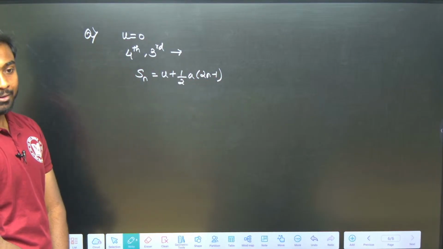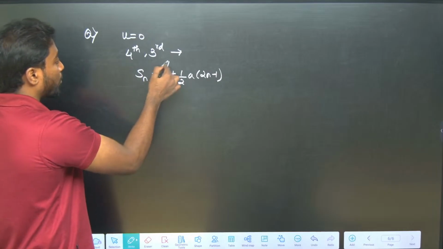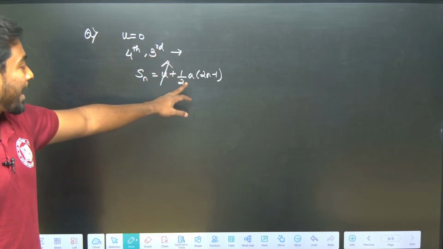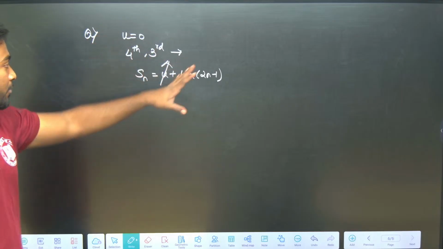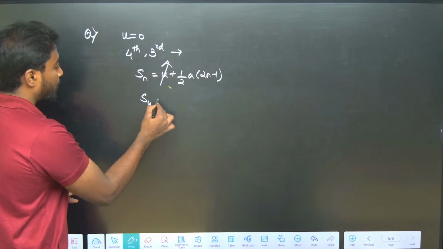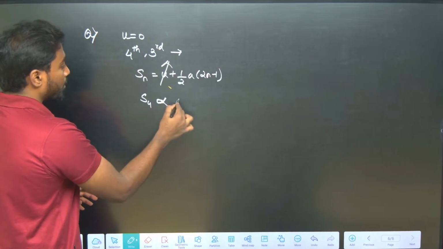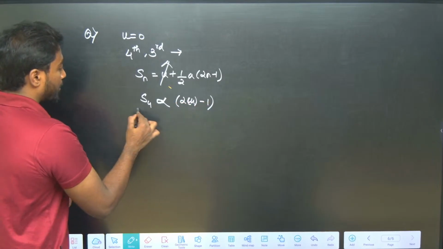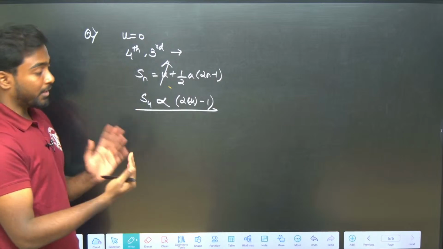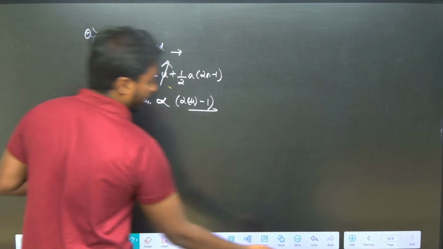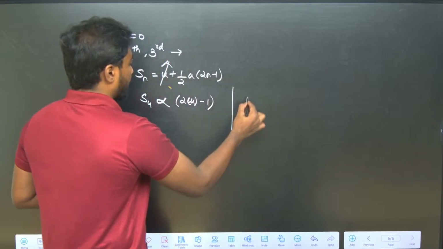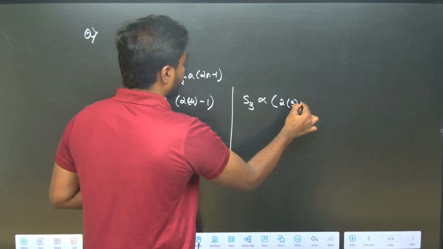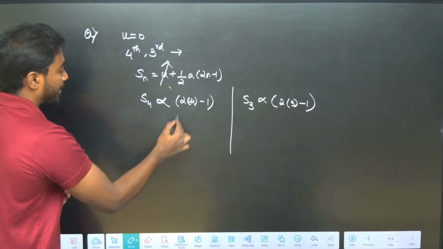This is the formula, right? So u is 0, both started from rest, so acceleration is constant and 1 by 2 is constant, leave that. So S4 will be directly proportional to 2 into 4 minus 1. If they are asking for the ratio, I can use it like that, or else S3 is directly proportional to 2 into 3 minus 1. So what is the answer for this one?